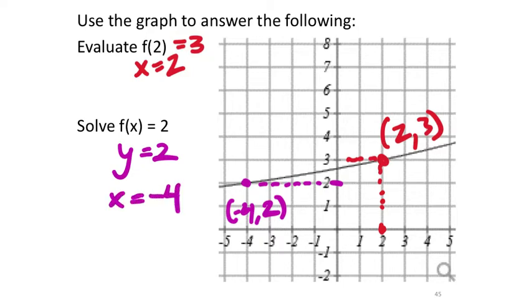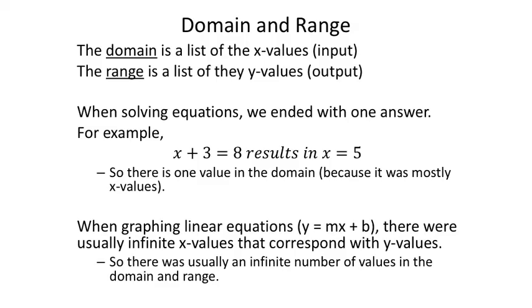In the expression that it gives you, or the equation like it did in the second one, it's telling you what to look for. If it says f of x, you're looking for the y's. If it says f of some number, you're looking for the x, just like on those last ones. So domain and range: domain is the list of the x values, range is the list of the y values. Solving an equation, we ended with one answer. So this goes back to when we're solving equations, generally we're just looking for an x value, but of course now we're looking for possibly two values, x and y.